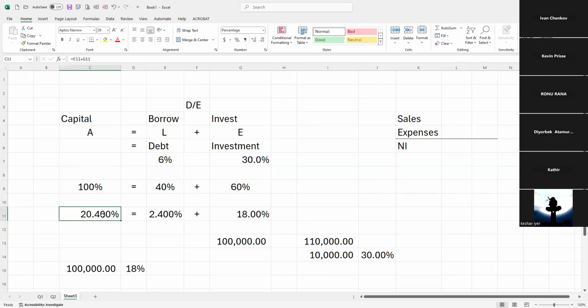Does this make sense to you? Yes. So what will be the project that you're going to invest in? Everything that gives you more than 20.4%. Otherwise, you cannot pay the cost of your capital. Do you understand this? Yes or no? Yes, Professor.